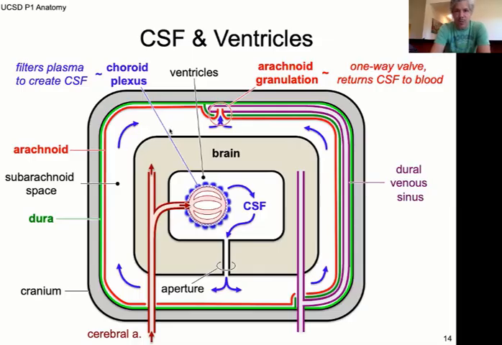So the CSF will normally be returned to the venous circulation through these arachnoid granulations, which are like little one-way gates into a dural venous sinus. Venous blood then drains from the dural venous sinuses and from the cerebral veins proper, draining the brain directly, and out of the skull like that. So that's the mechanism by which we make CSF.